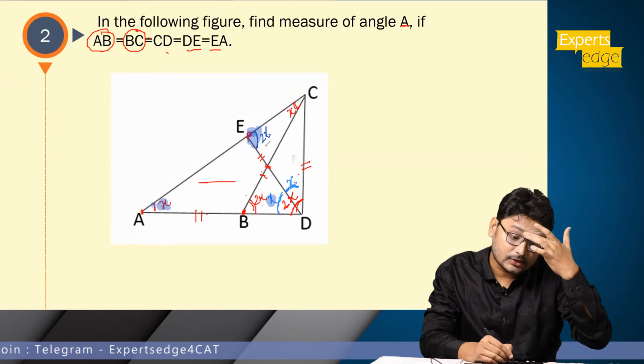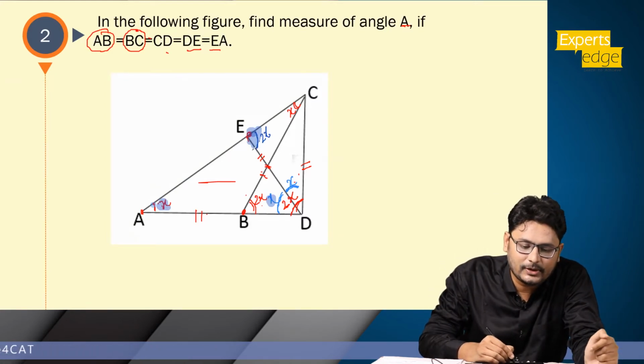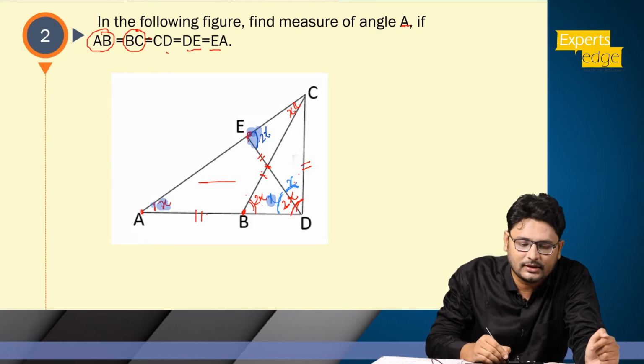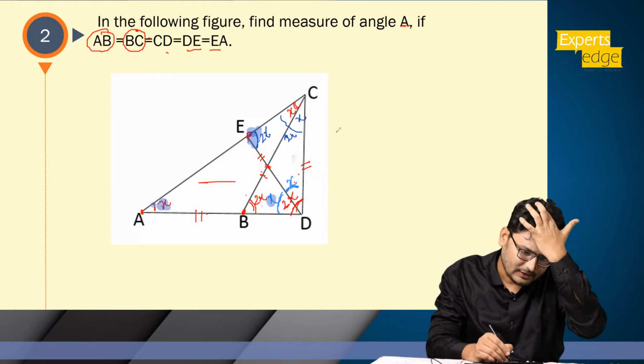Okay, so if this is 2x, I know CD is equal to DE, so if opposite CD is 2x, then opposite ED should also be 2x. So this angle should be nothing but 2x, right? And this is x, so this will be x. So I got all the three vertices.